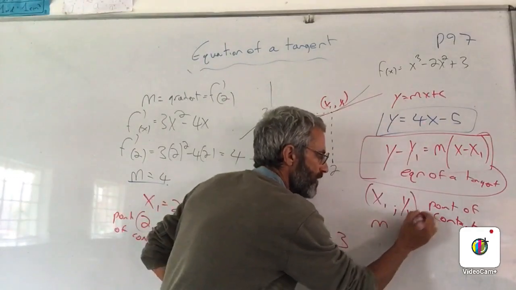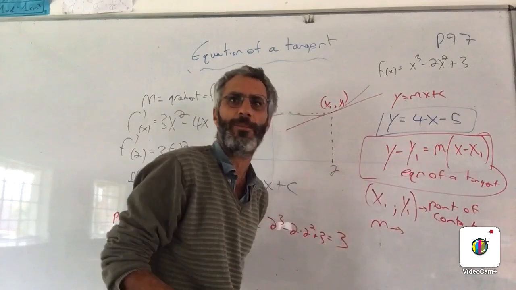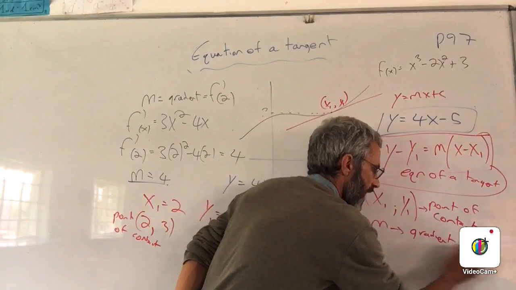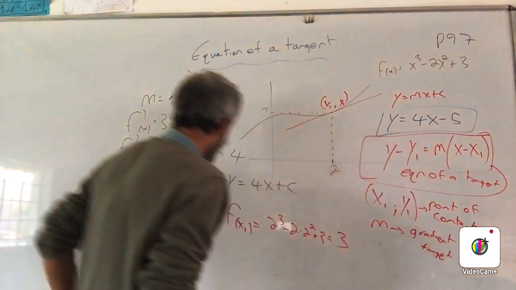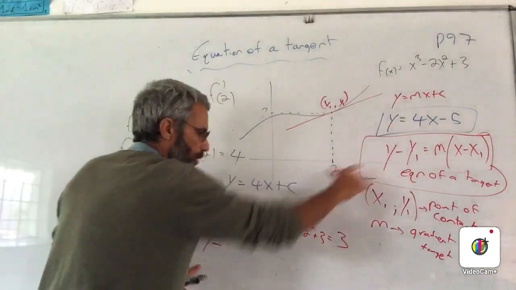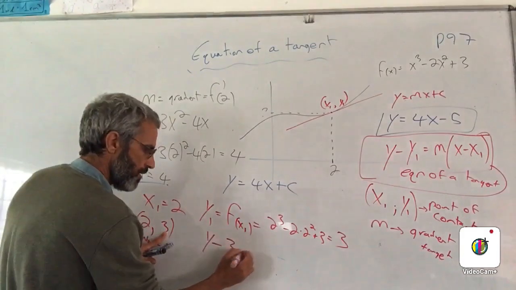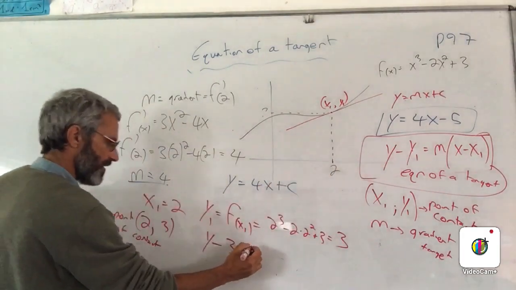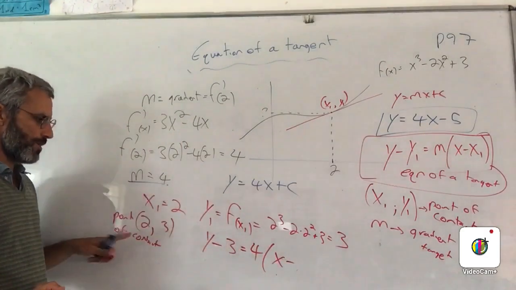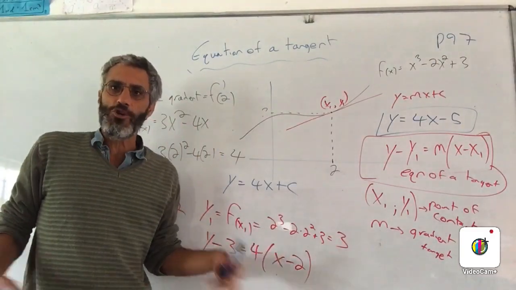M, what did we say m is? 4. Yes, it is 4 in this case, but what does it mean then? Gradient, but not just gradient, the gradient of the tangent. So now I just put everything in this formula. I'm going to write y minus, what is y1? 3. Equal m, what is m? We said 4. X minus x1, what is x1? 2. So when you write that, you're pretty much there.